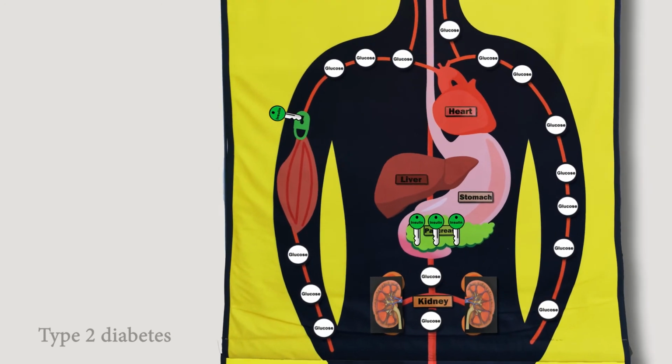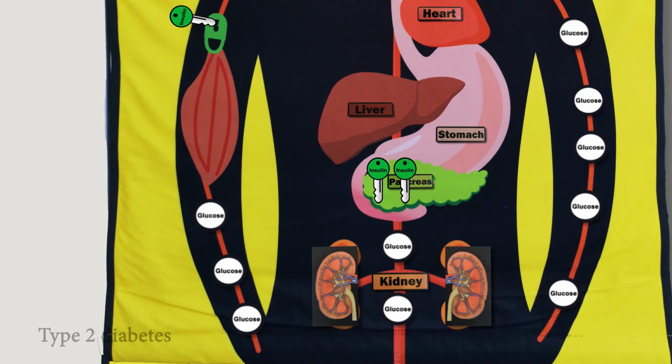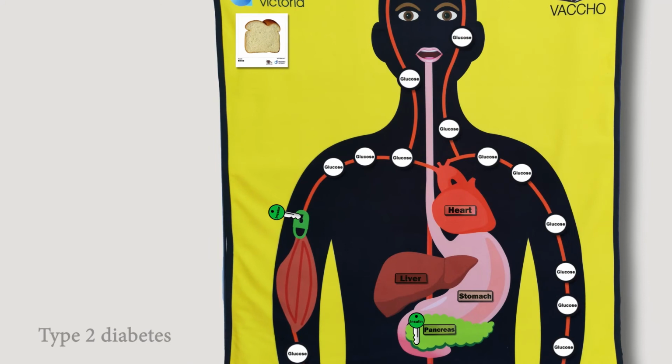While people with type 2 diabetes do make some insulin, it isn't enough to keep blood glucose levels in the normal range. Over time, the pancreas can get overworked and make less and less insulin. A person can manage this through healthy eating, exercise, and diabetes medications.